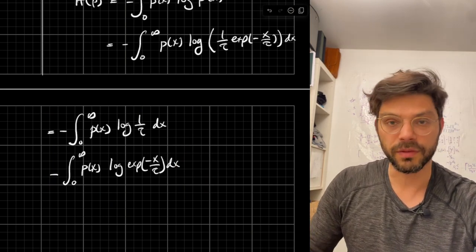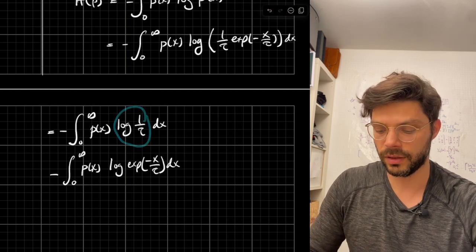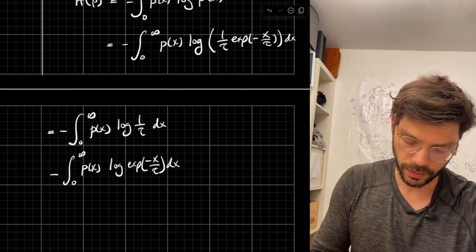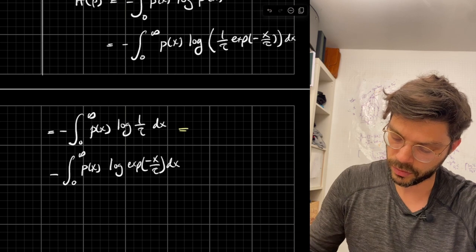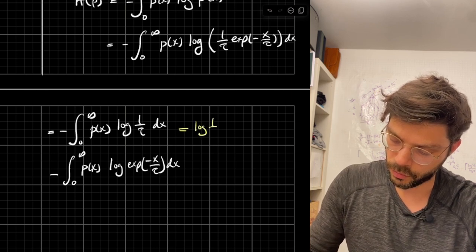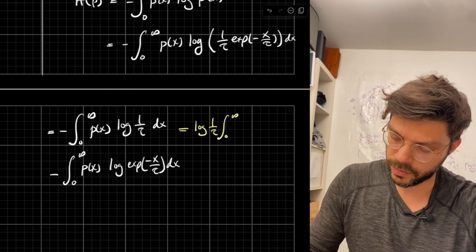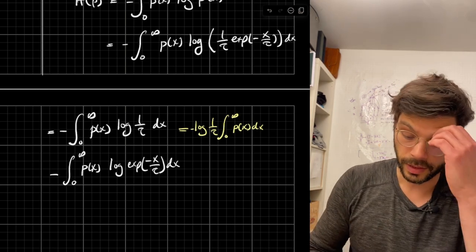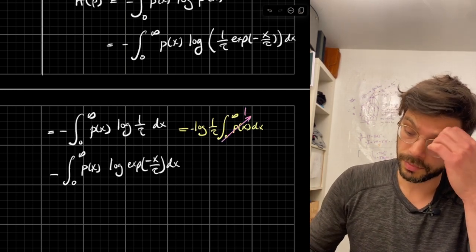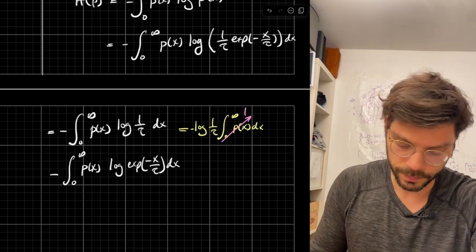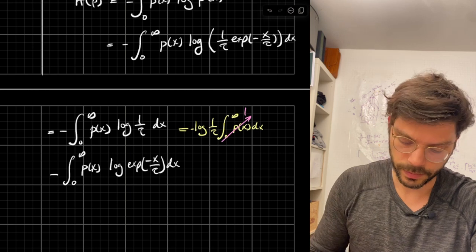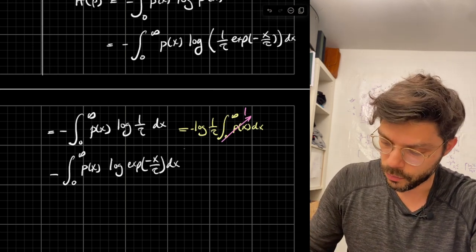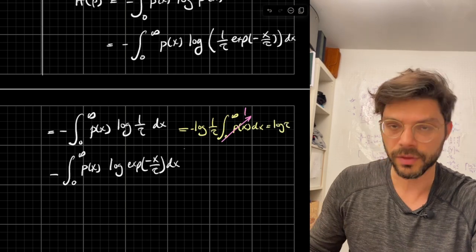So with this first part, you can see that this log of 1 over tau doesn't depend on x. So we can just move it to the outside. So I'll just do that part first. So it's equal to log 1 over tau times the integral from 0 to infinity of p of x dx, and there should be a minus sign. And now this is a probability distribution, so it'll just become 1. So we end up with this part just being minus log of 1 over tau, which we can just write as log of tau.